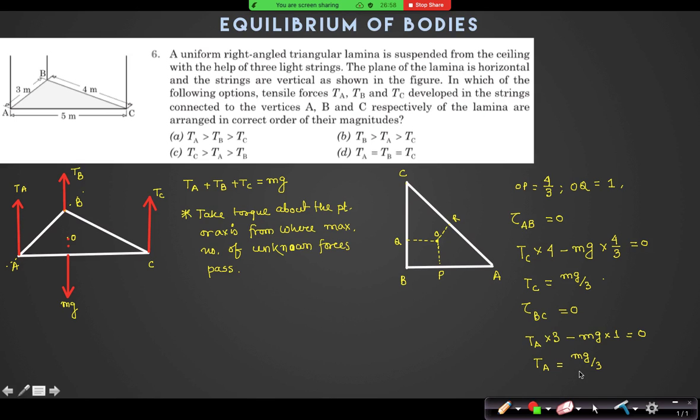Look, now I do not have to take any torque because I can use this formula: TA plus TB plus TC is equal to mg. So if TC is mg by 3, TA is mg by 3, then what is TB? mg by 3. So basically all the tensions are equal. Option D is the correct choice.